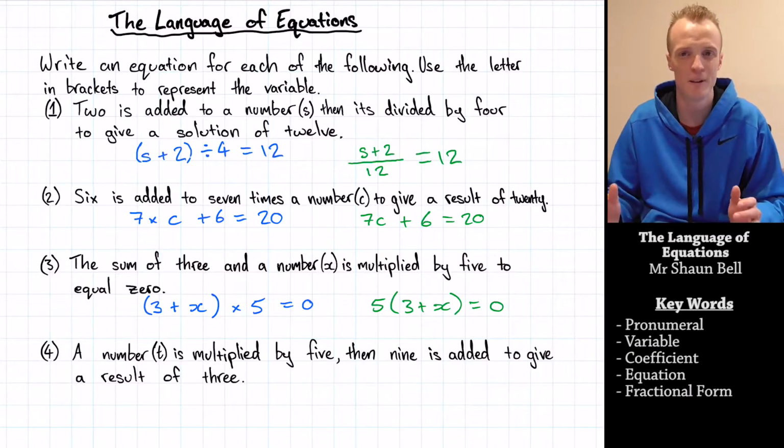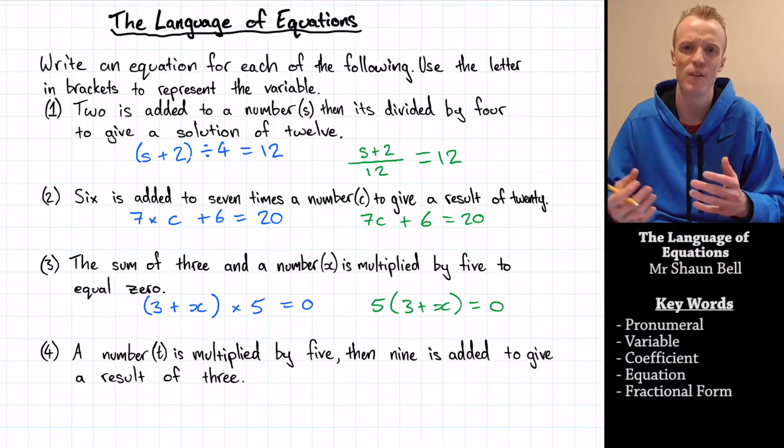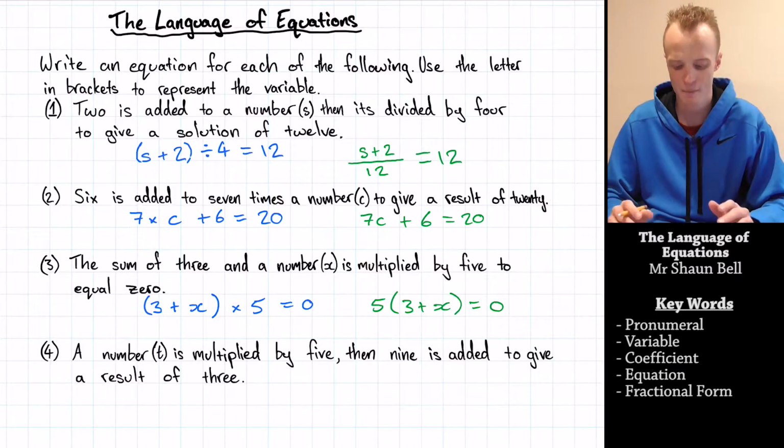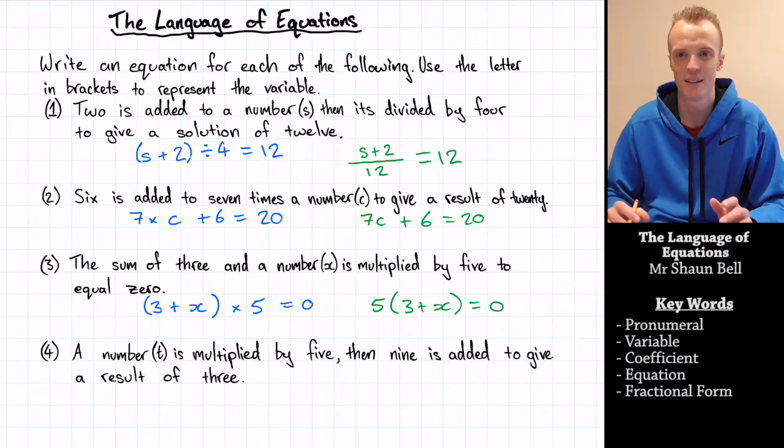So what's in green is how we would conventionally write this expression in mathematics. Let's look at question 4. A number that we're going to represent as t is multiplied by 5. Then 9 is added to give a result of 3. So let's break this up.